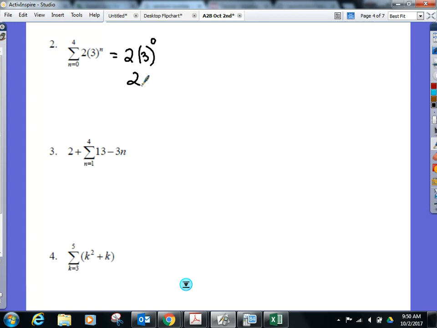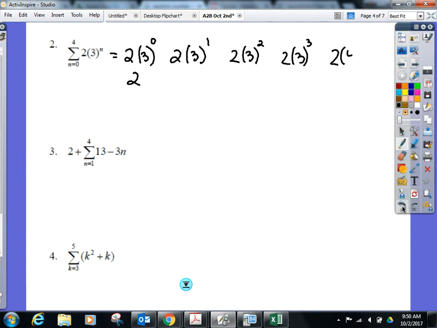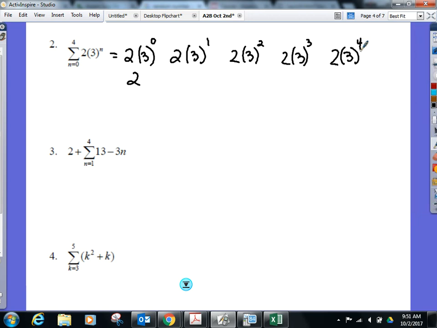Now what are you going to plug in? 1. And then you're going to plug in 2. Then 3. Then finally 4. And you're going to find out what all those terms are. And we're going to add them together. So go right ahead.